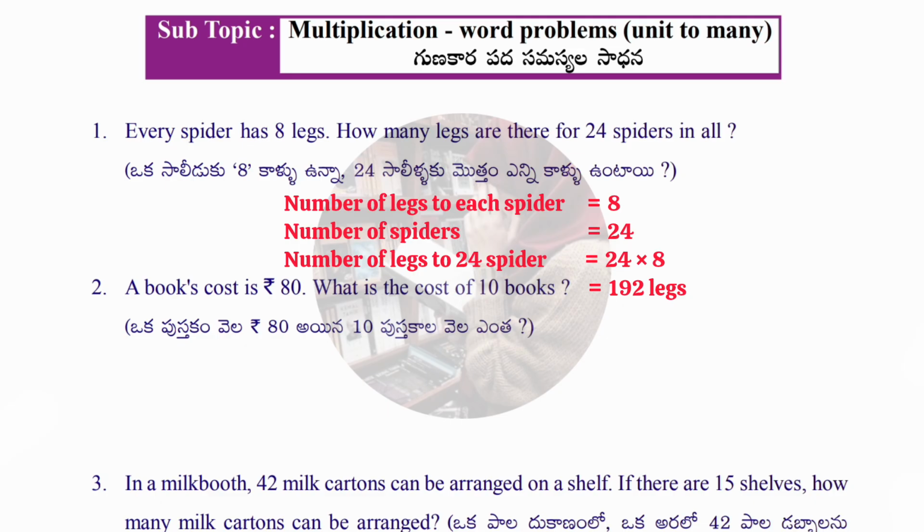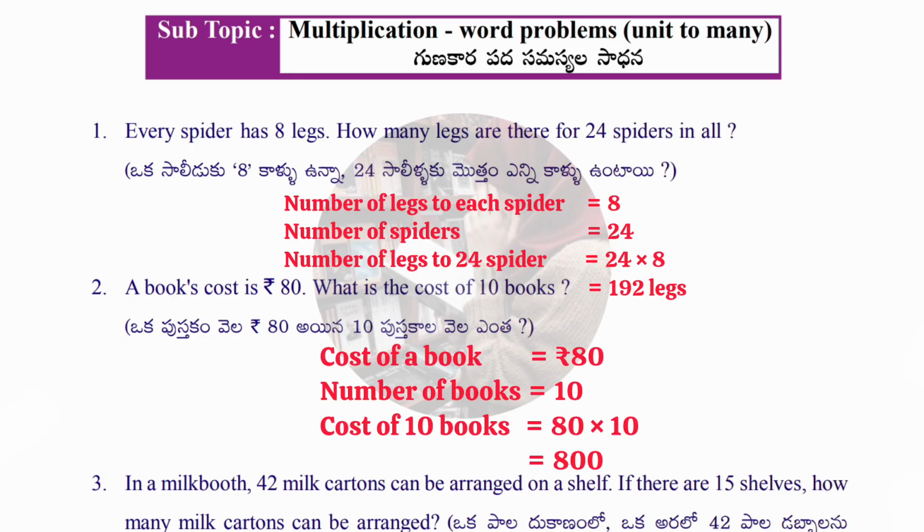Got it, guys? Let's move on to the second question, which is a book cost is rupees 80. What is the cost of 10 books? Okay, let's see the answer. Cost of a book is rupees 80. Number of books given. Total, how many books given? 10 books. Write down 10. So cost of 10 books equals 80 multiplied by 10.